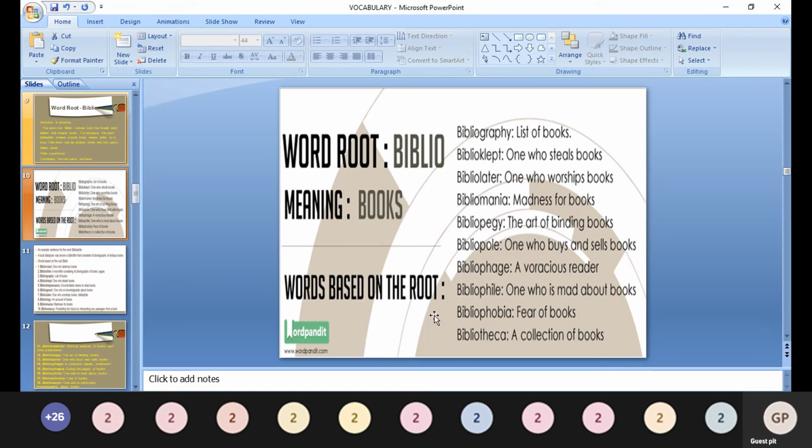Bibliophobia, fear of books. So here again, you know these two parts. What does phobia mean? Phobia is fear. So fear of books.